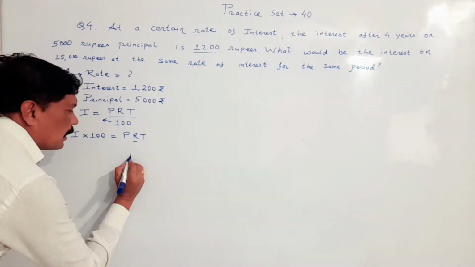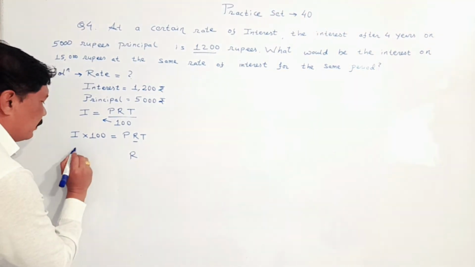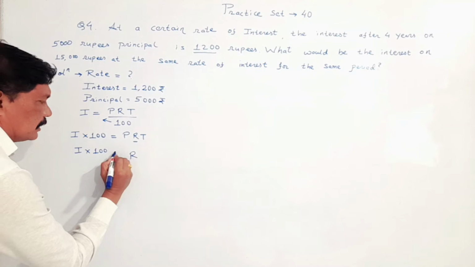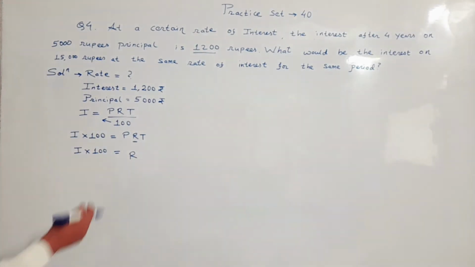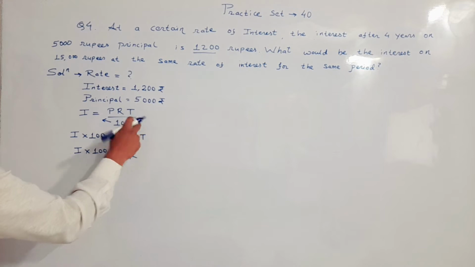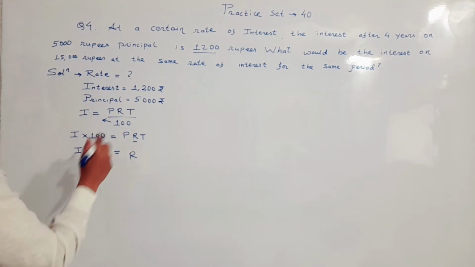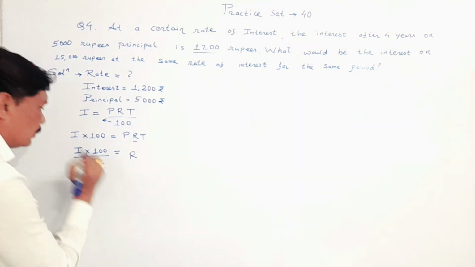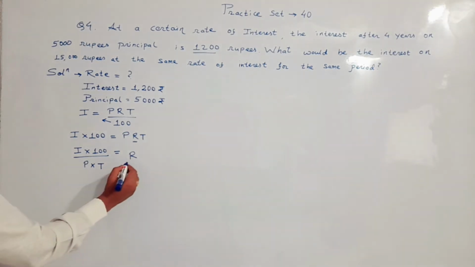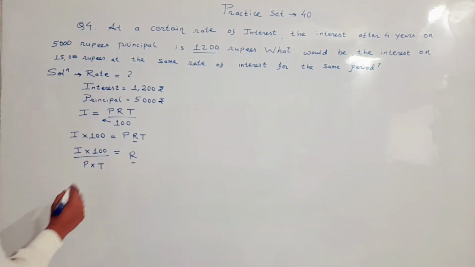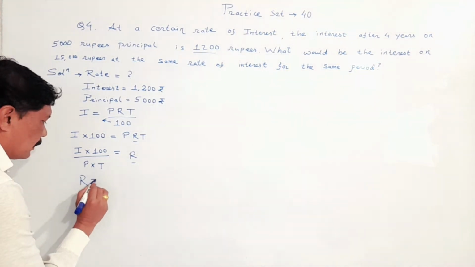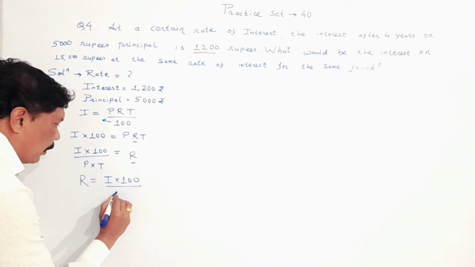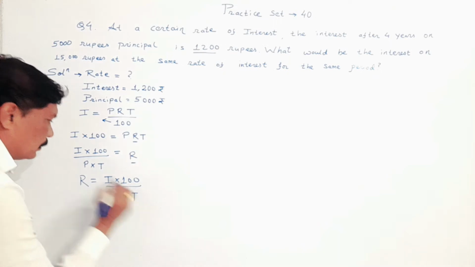My dear student, here we have to find the rate. So we will keep R as it is. We will keep I into 100 as it is. We will also keep is equal to as it is. P and T are in multiplication, we will take them to the other side of the equation. Then they will come in the denominator, upon P into T. My dear student, here we have got the formula to find out rate. So R is equal to I into 100 upon P into T.